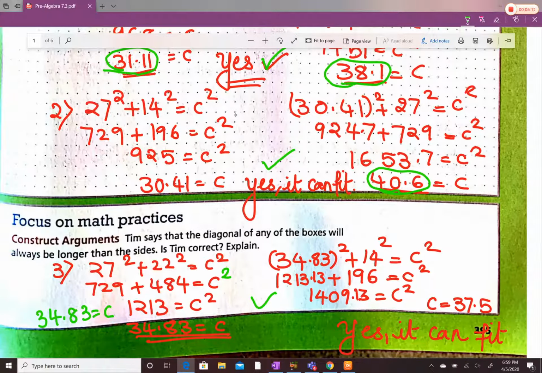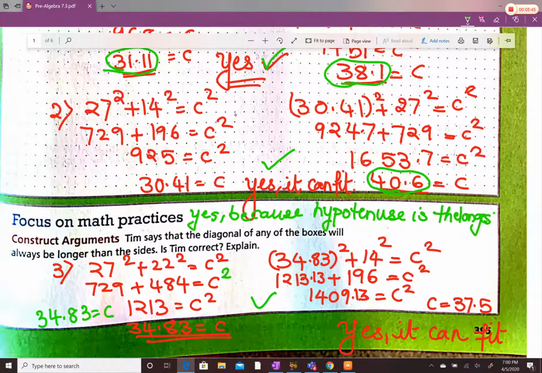Now, in this question, Tim says that the diagonal of any box will always be longer than its side. Is Tim correct? I'm just writing the answer here. Yes, because the diagonal is the hypotenuse. Right now we are taking the diagonal as C. C is the hypotenuse, and the hypotenuse is the longest side, and that's the reason why Tim is absolutely right, because the hypotenuse will always be longer than the side.